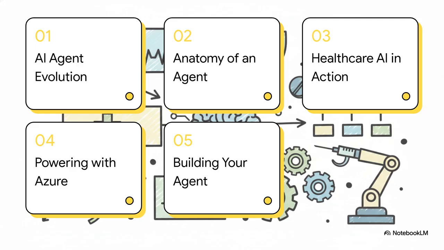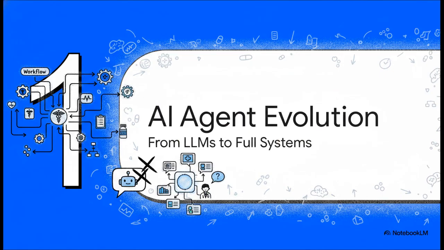So, here's our roadmap for this explainer. First, we'll look at the AI agent evolution. Then, the anatomy of an agent. Third, healthcare AI in action. Fourth, powering agents with Azure. And finally, building your first agent. Okay, let's kick things off with Section 1, the AI agent evolution.